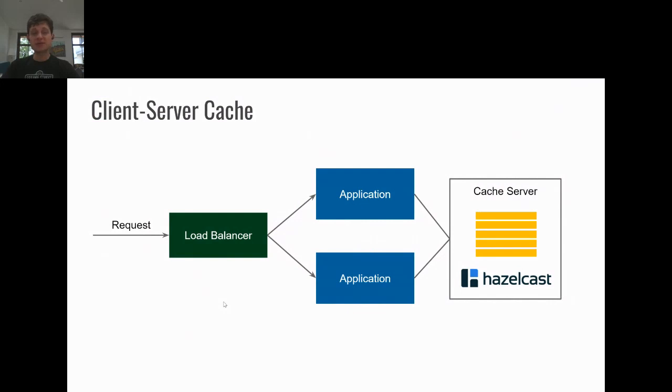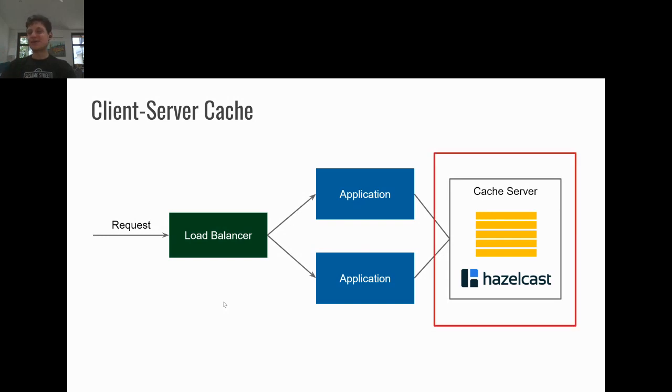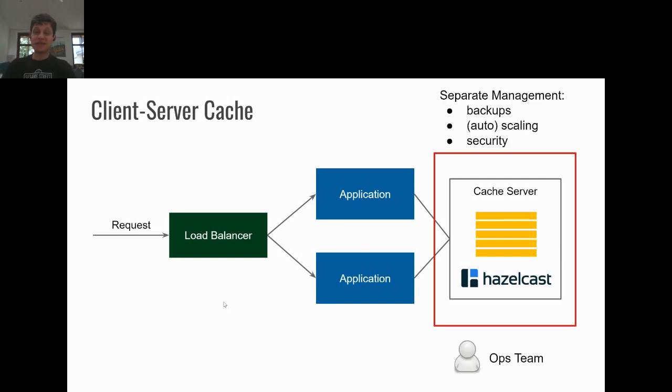Request goes to the load balancer again. It's forwarded to one of the application replicas. And now the application uses a cache client to connect to the cache server, which is deployed separately. If we compare this diagram to embedded caching, there are two differences. The first difference is we have a new entity on our diagram: a cache server, which we need to maintain separately.